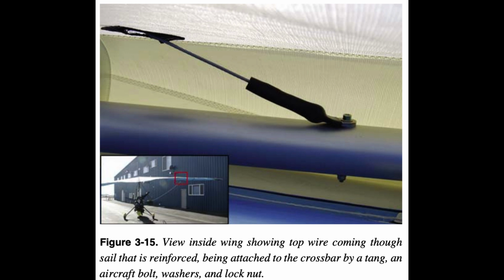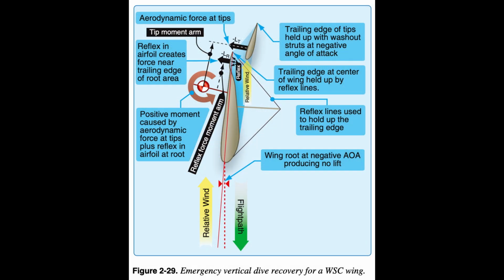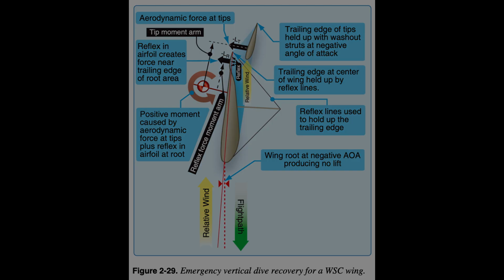Wing systems. Reflex systems. As discussed in the aerodynamics section, the trailing edge near the root and the tips must stay up during unusually low or negative angles of attack, figure 2.29, to maintain a positive pitch stability for the aircraft. There are a number of reflex systems used to accomplish this in emergency situations.